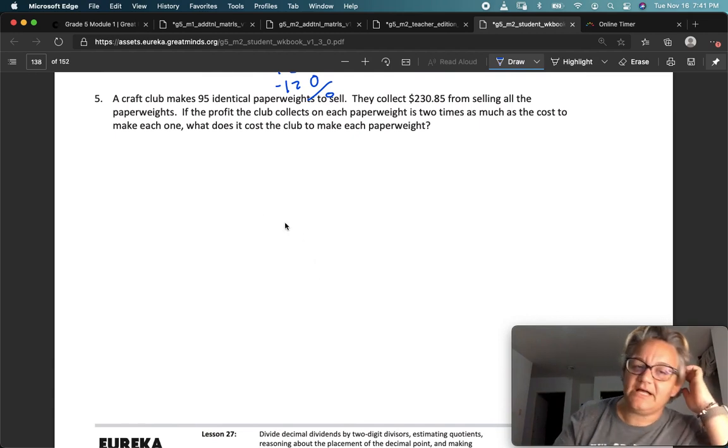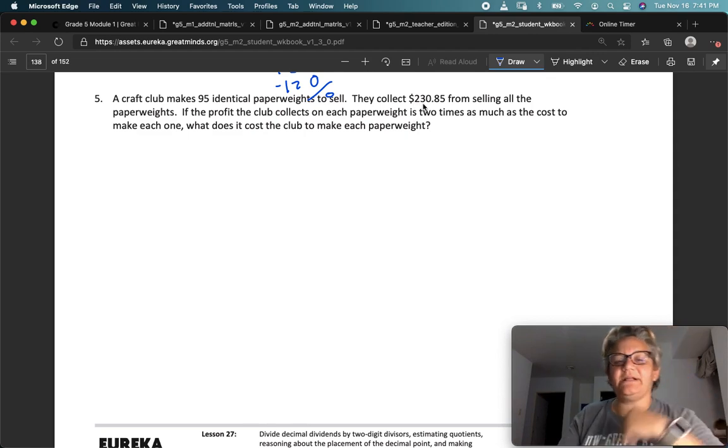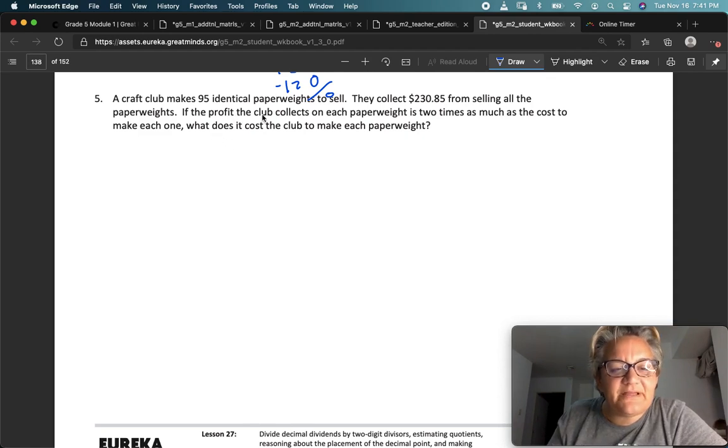Number 5. A craft club makes 95 identical paperweights to sell. They collect $230.85 from selling all of the paperweights. If the profit the club collects on each paperweight is 2 times as much as the cost to make one, what does it cost the club to make each paperweight? Okay, so here's what it costs.